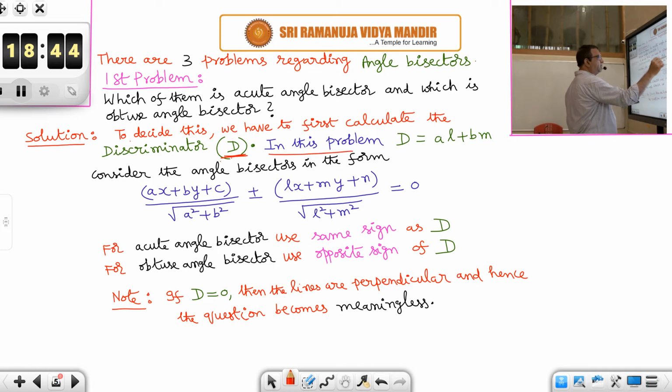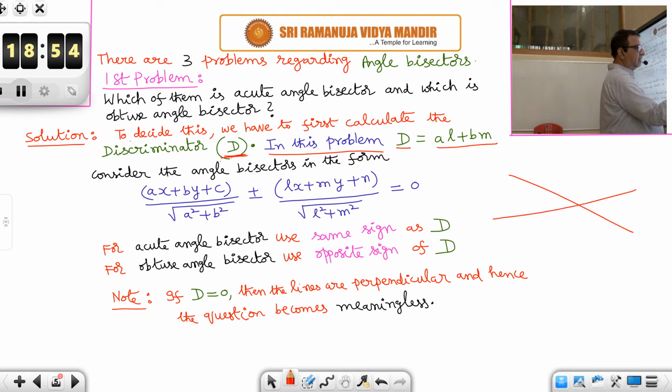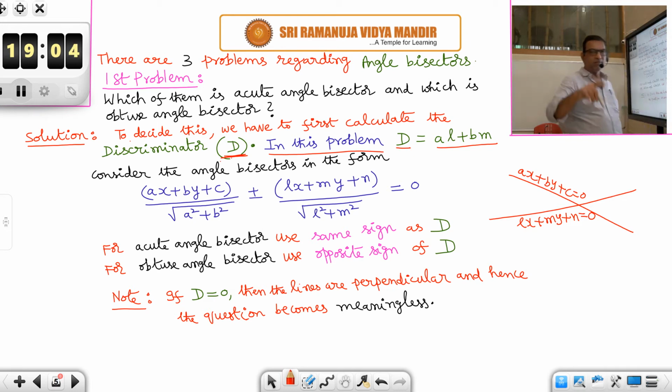In this problem, first problem, discriminator D is nothing but AL plus BM. See, the 2 intersecting lines are, what are they? AX plus BY plus C is equal to 0, one line. LX plus MY plus N equal to 0 is the other line. To find the acute angle bisector or obtuse angle bisector, first we have to calculate capital D, that is the discriminator, which is nothing but AL plus BM. What is the importance of this? Do you remember?